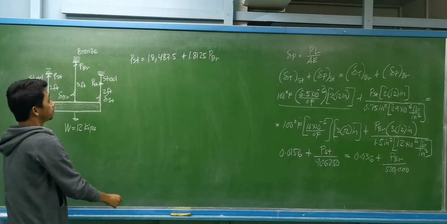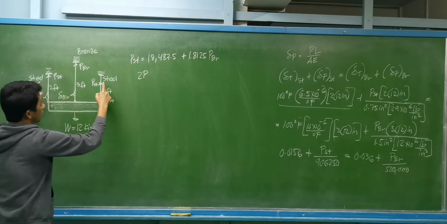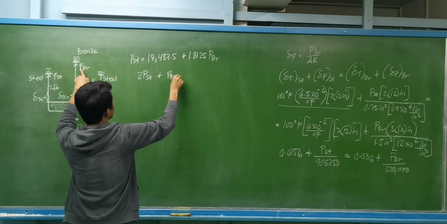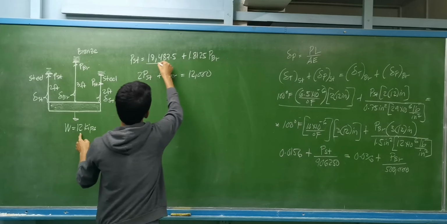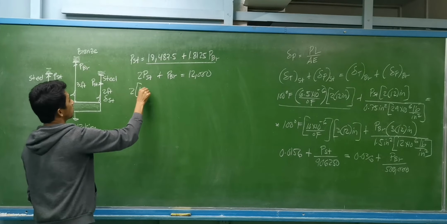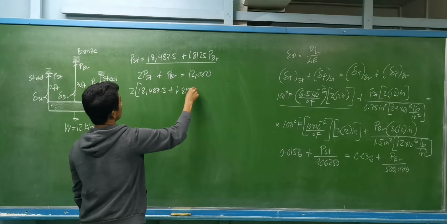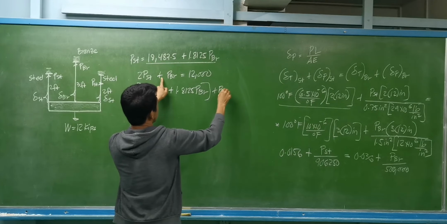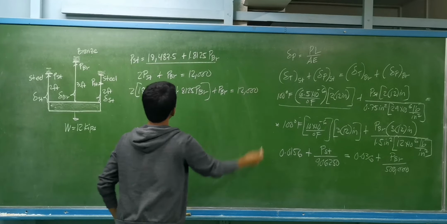So we have our equilibrium equation a while ago. This is 2 times the load to be carried by the steel plus the load to be carried by the bronze is equal to the total weight of the block, 12 kips or 12,000 pounds. Let us just substitute the equivalent of the load to be carried by the steel. This is twice of 18,487.5 plus 1.8125 of the load to be carried by the bronze, plus the load to be carried by the bronze rod is equal to 12,000 pounds.